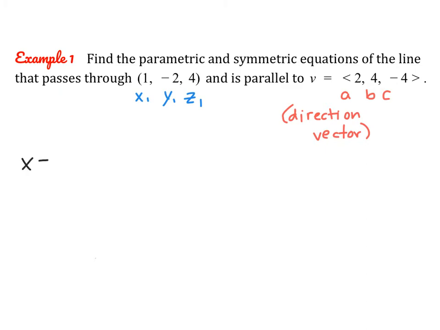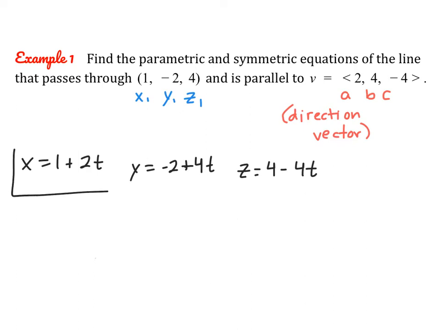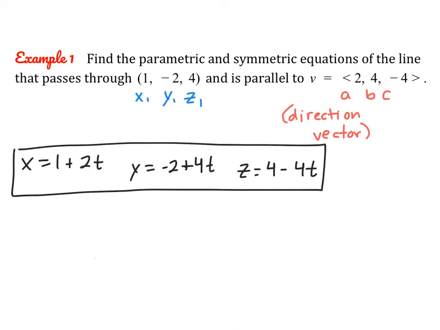So we'll say x equals x1 plus a times t, y equals y1 plus b times t, and z equals z1 plus, which will become a negative, 4 times t. So this is our set of parametric equations. These are parametric. But now they would also like us to find the symmetric equations.